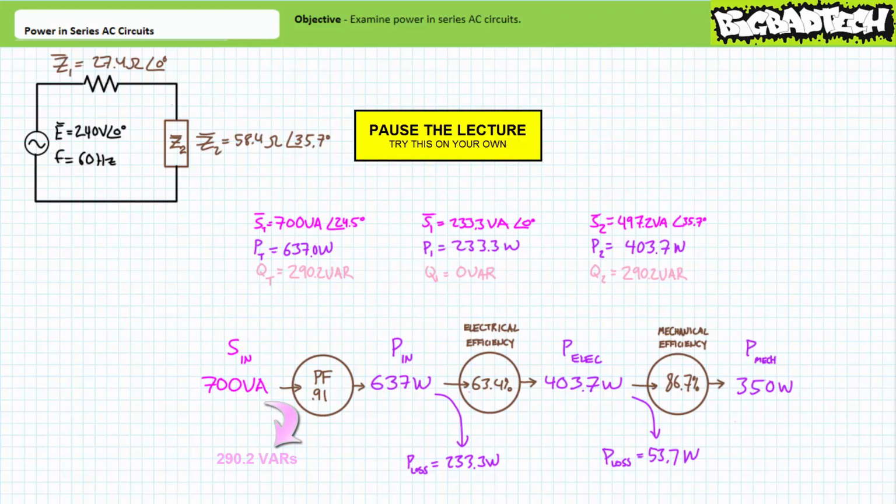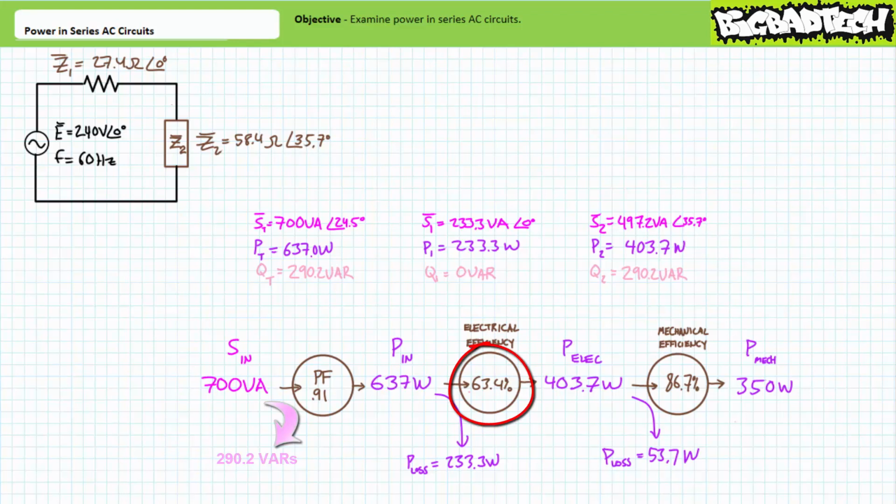By all means, pause the lecture and think about this. If you're tracking, you should come up with the following conclusion. The weak link in this cascaded system is obviously the extremely inefficient electrical power delivery system. The poorly conductive transmission line basically robs the motor of 233.3 watts of real power it could be using to perform actual work. If there's any money to be spent improving this larger system, it needs to be invested in upgrading the electrical efficiency.